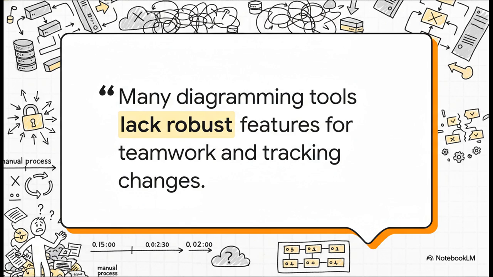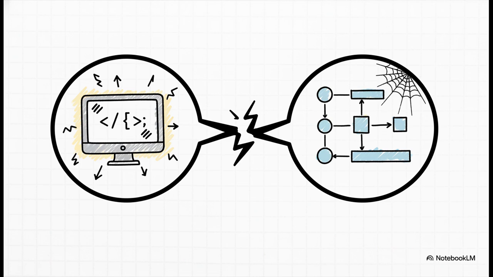And that is a massive handicap. How are you supposed to review changes to the architecture? How do you roll back to an older version if a new design turns out to be a bad idea? Without real version control, trying to manage how your architecture evolves just becomes this chaotic, manual mess. And that brings us to what is possibly the single biggest problem of them all.